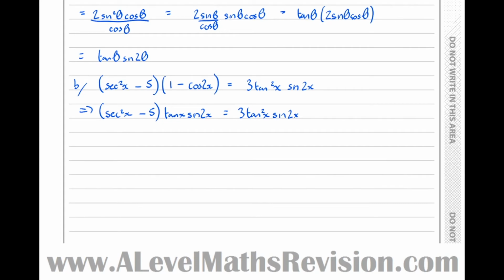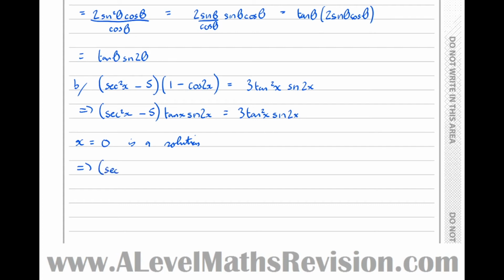So from this point, what we would do is divide both sides by tan x sine 2x. But we've got to be sure that they're not equal to 0. So can tan x sine 2x equal 0? Well, yes, it certainly can if x equals 0. So x equals 0 is a solution. So now that we've considered the 0 solution, we might as well now divide by tan x sine 2x.